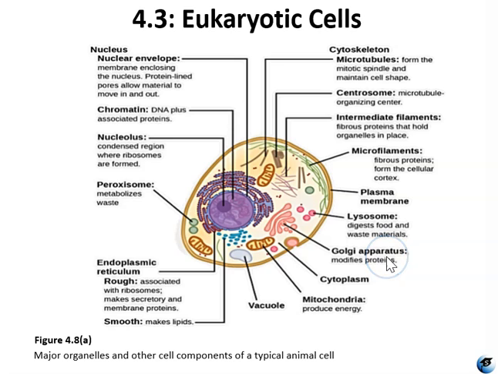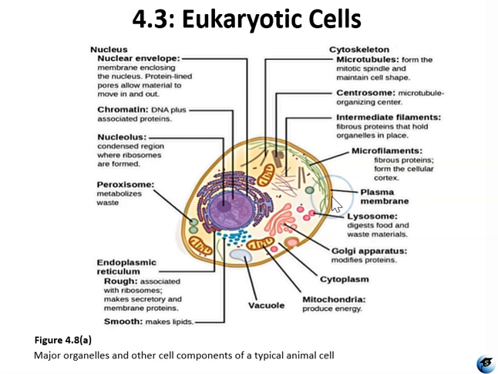Next, we have the Golgi apparatus. This is a complex of vesicles and folded membranes responsible for transporting, modifying, and packaging proteins and lipids. Then here we have the lysosome. These are the cell's garbage disposals. Enzymes within the lysosomes aid in breaking down proteins, polysaccharides, lipids, nucleic acids, and even sometimes worn out organelles.